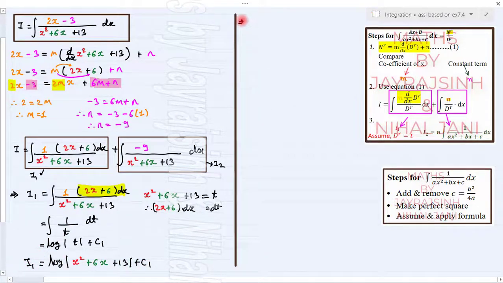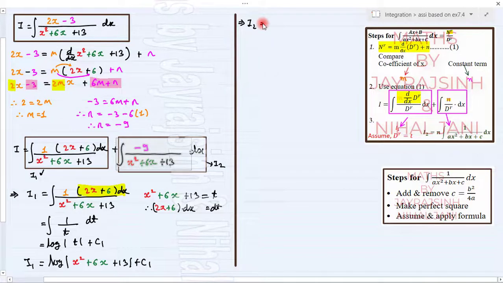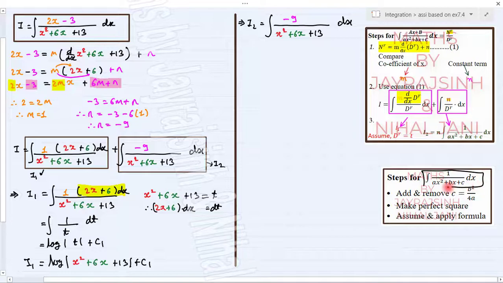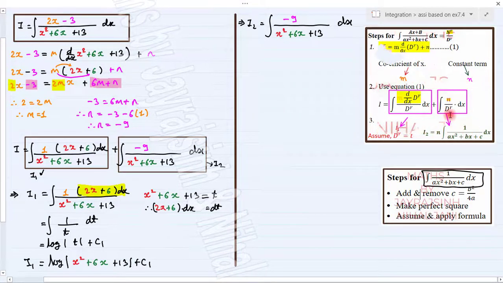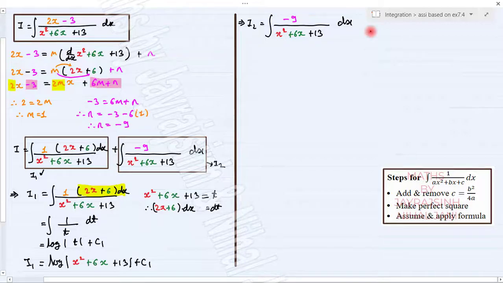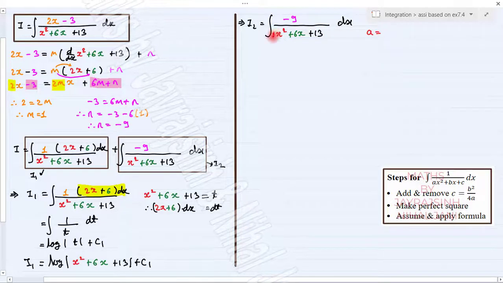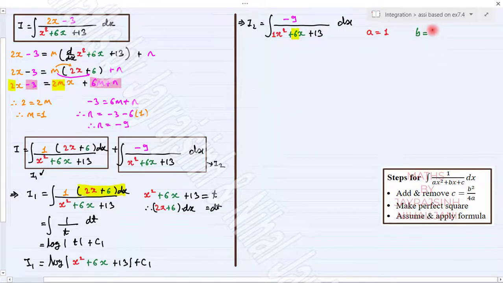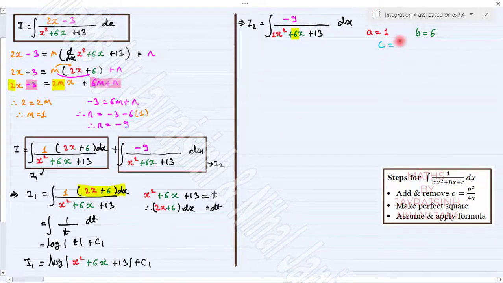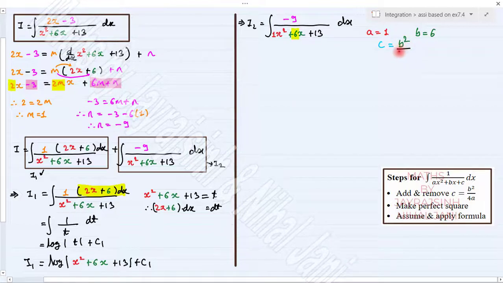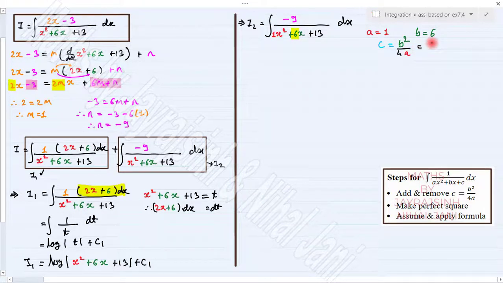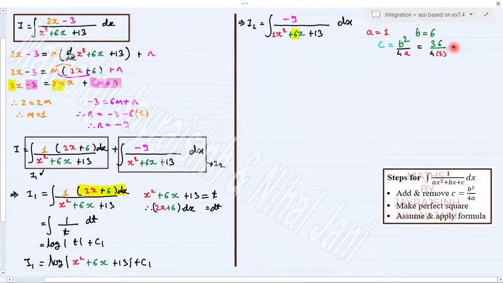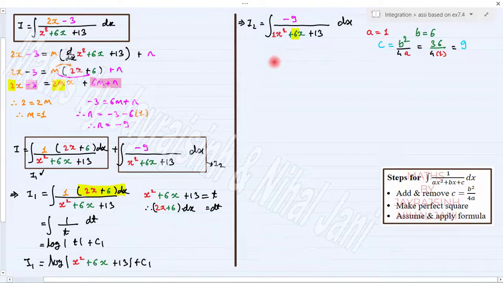Now we have to focus on the integration of I2, which is actually in the form of 1 upon (ax square plus bx plus c). So, let's follow its steps. A, which is the coefficient of x square, is 1. B, which is the coefficient of x, is 6. And we have to obtain your last term using b square upon 4a, where your b is 6, so we get 36 by 4, or we can say your required last term is 9.